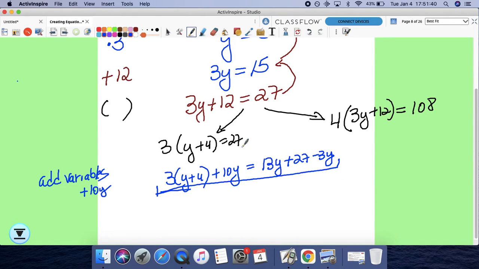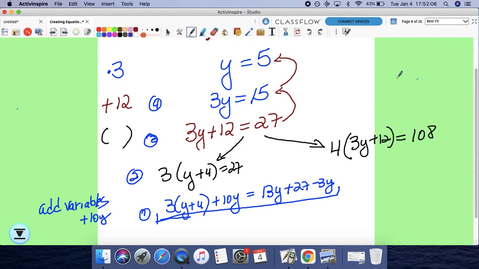All right, so you created 4 different equations. One equation here that has distributive property, combining like terms, variables on both sides. Or 2, just a less complex one, just distributive property. 3, a 2-step equation, 3y plus 12 equals 27. And then a very simple one, a 4th equation, 3y equals 15. And guess what? They all equal 5.